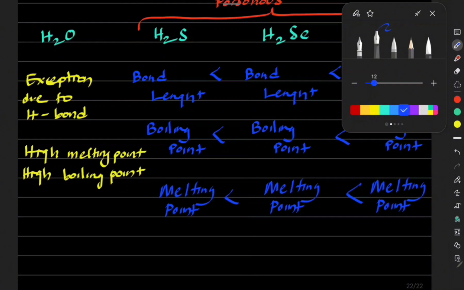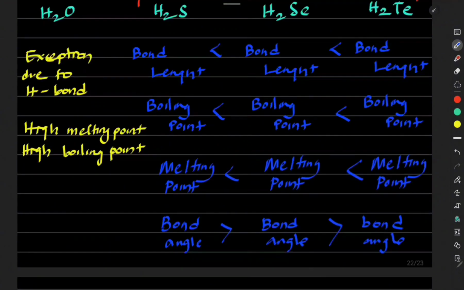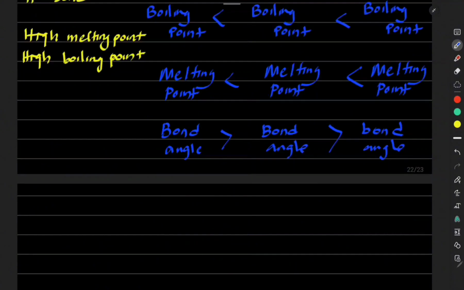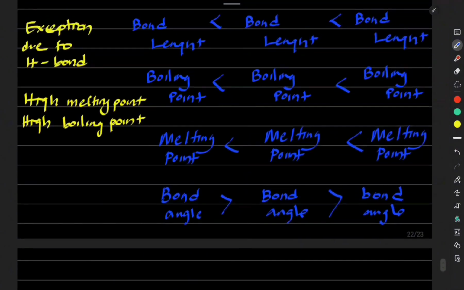And the bond angle decreases down the group. Bond length, boiling point, and melting point increase down the group. The bond angle decreases because the electronegativity of the central atom decreases down the group. And the bond length increases down the group because the central atom's radius increases down the group.